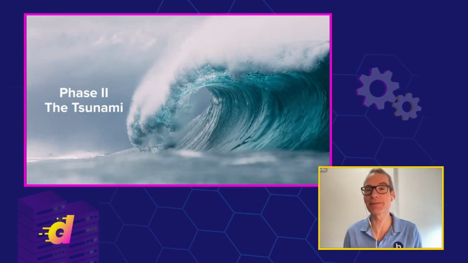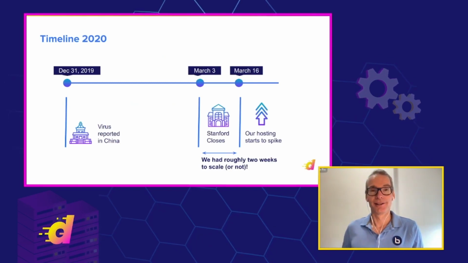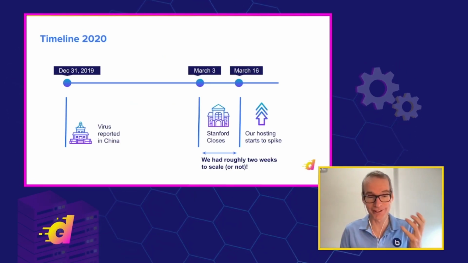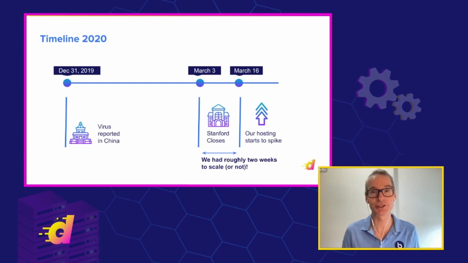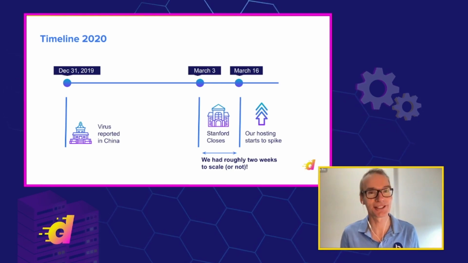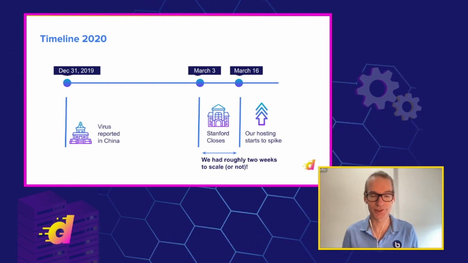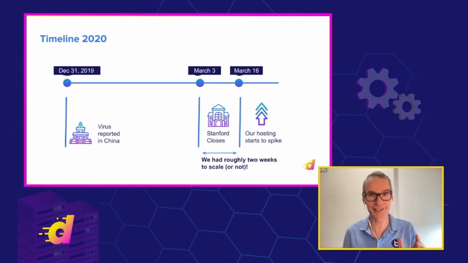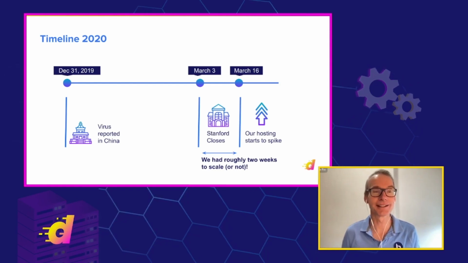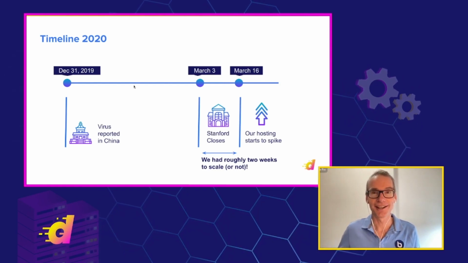So what did this mean when COVID hit? I'm going to take you on this very vivid journey of what happened in those first 2 or 3 months in 2020. On December 31st, 2019, the virus was reported in China. Remember, Blindside Networks is hosting virtual classrooms for customers around the world, and BigBlueButton is being used by educational institutions around the world.